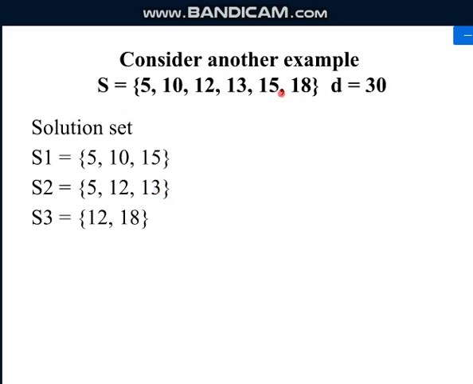Then one more set is 12 and 18. So 12 plus 18 will give you 30. So you have got 3 different solution sets. Is there any other solution set? No, there are only 3 different solution sets here. Okay. So let us see how to construct the tree for this.